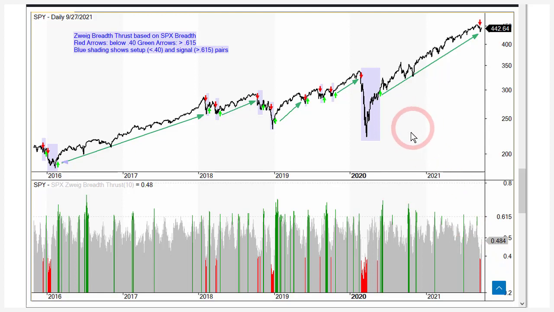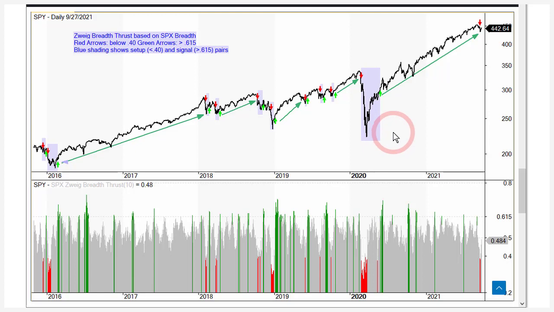And so you can see the red arrows on the price chart show when you get that move below 0.40. And we can get a corrective process sometimes when we get these red arrows. And you can see we got a red arrow or a move below 0.40 in late February 2020. But what it does is it provides the setup for a bullish thrust.